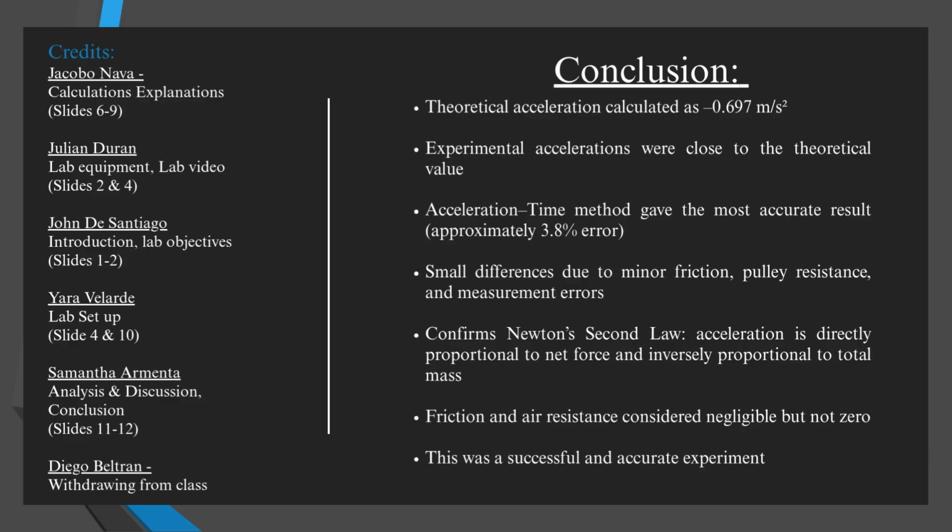I will be doing the conclusion as well. Therefore, the theoretical acceleration was calculated as negative 0.697 meters per second squared. Experimental accelerations were close to the theoretical value. The acceleration time method gave the most accurate result. Small differences due to minor friction, pulley resistance, and measurement errors confirm Newton's second law: acceleration is directly proportional to the net force and inversely proportional to total mass. Friction and air resistance are considered negligible but not zero.